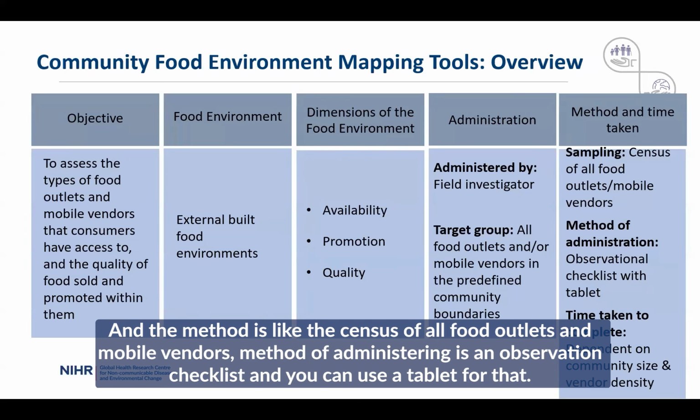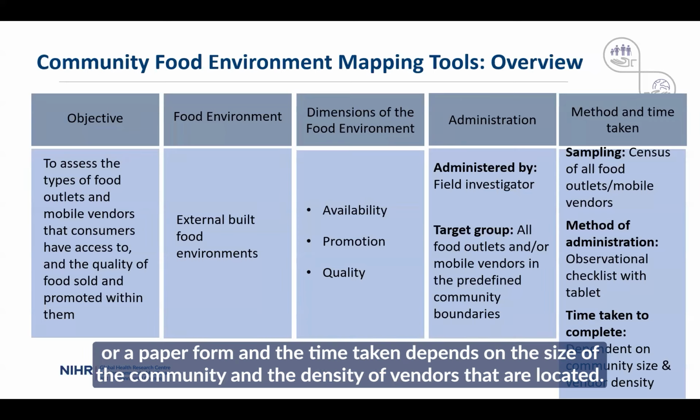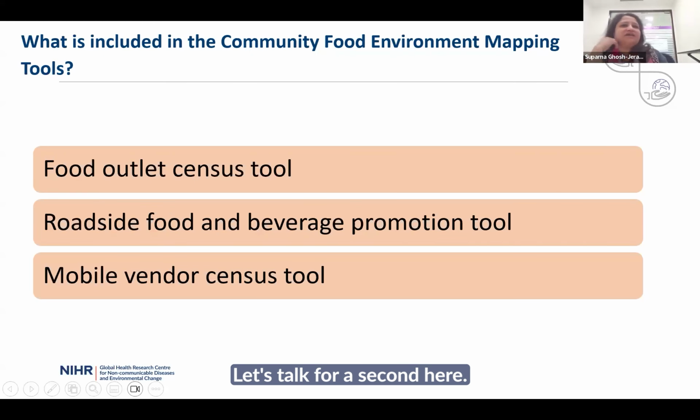The method of administering is an observation checklist, and you can use a tablet for that or a paper form. The time taken depends on the size of the community and the density of vendors located there. I'll stop. So, what is included in the community food environment is a food outlet census.